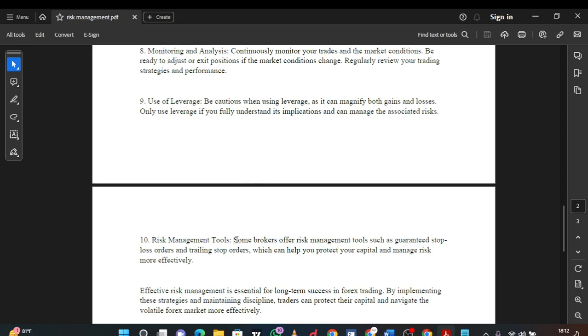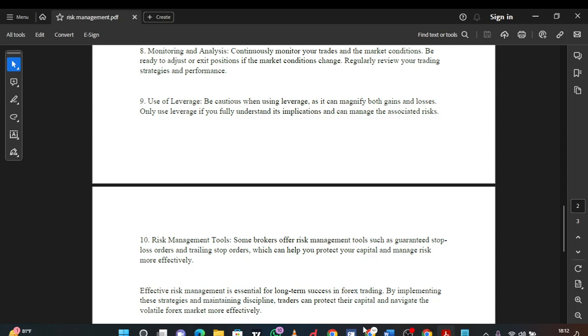That is how you can use this small PDF of mine, understanding your risk management before you start on the other account, growing it. If you can't understand that, then you have a problem. So we have the risk management tools. The brokers offer risk management tools such as guaranteed stop loss orders and trailing stop orders, like what I've talked about here.